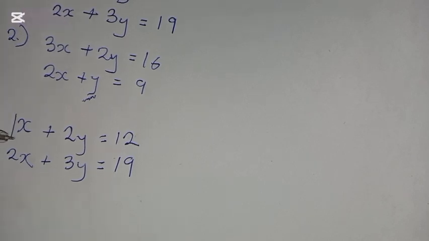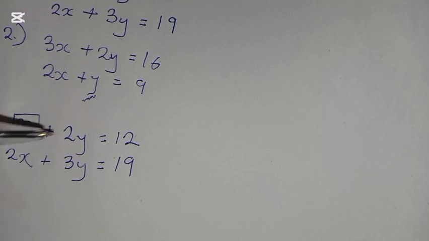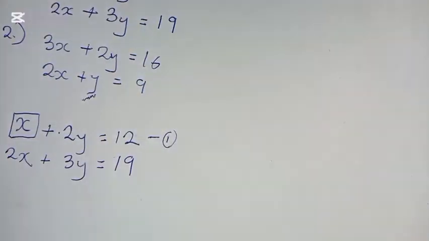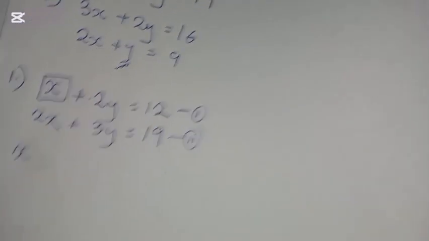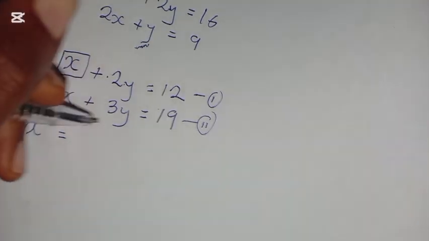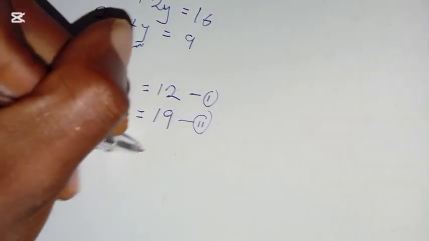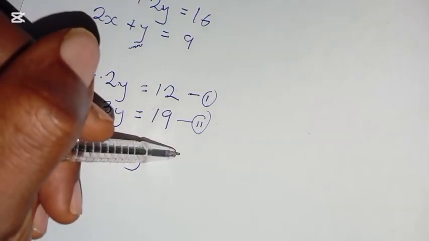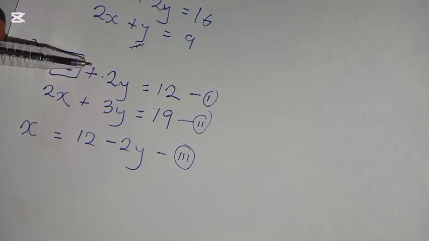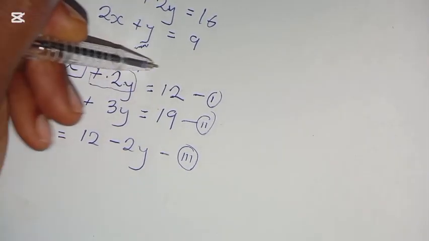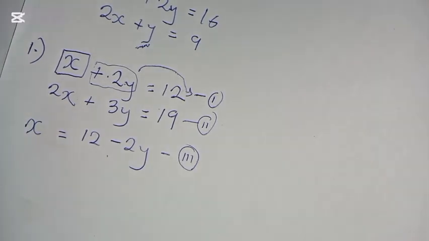Now we say that x here is already standing on its own. So what do we do? We move this plus 2y to the other side. This is equation 1, as you all know. This is equation 2. You move this 2y to the other side for equation 3. So we have x equals 12 minus 2y. This is our equation 3. You get? Now, this plus y in this part moved over to the other side, and that was how we got our equation 3.